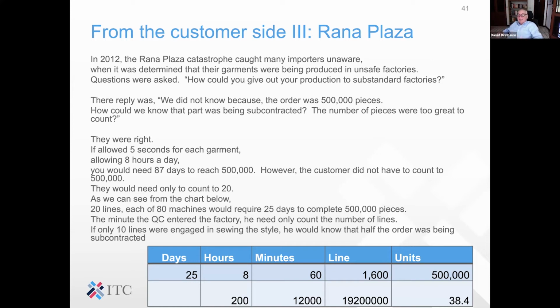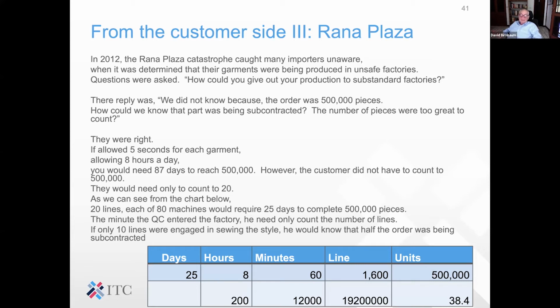They said, how could you not know? And the answer was very simple. The order was 500,000 pieces. How do we know? You want us to count? You want us to count 500,000 pieces? You allow 5 seconds for each garment, 8 hours a day. It would take 87 days.